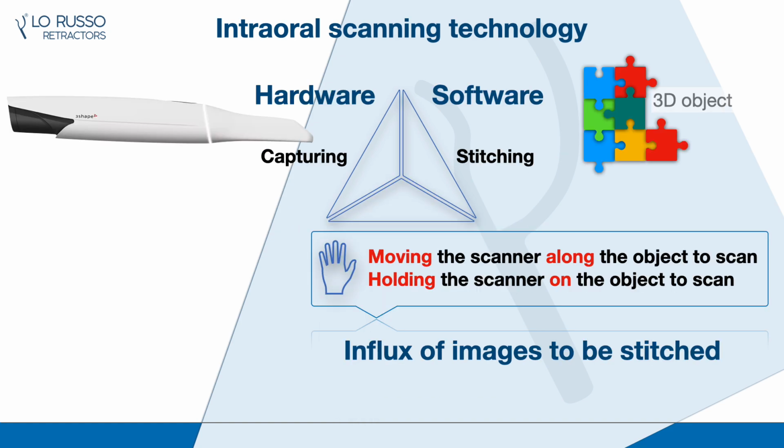Your hand acts as the governor of image influx. By moving and holding the scanner, you are managing the feeding of data into the software. This control over the influx is the very essence of a professional scanning strategy. You are not just moving a tool, you are regulating the digital reconstruction of the ridge.